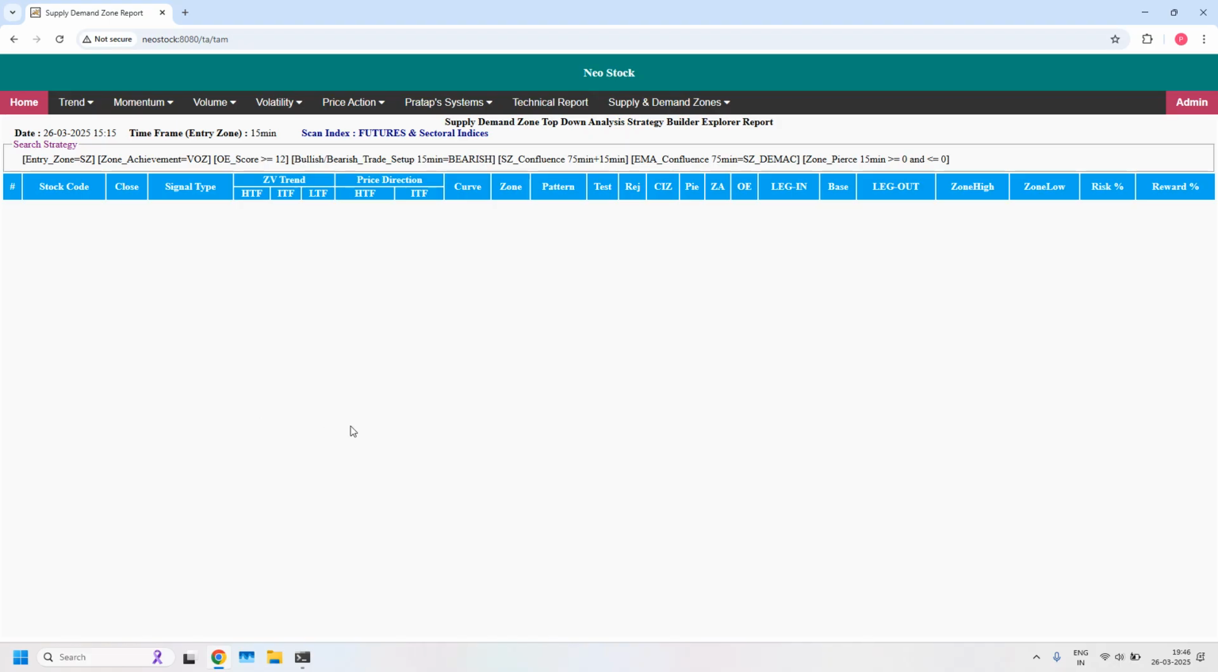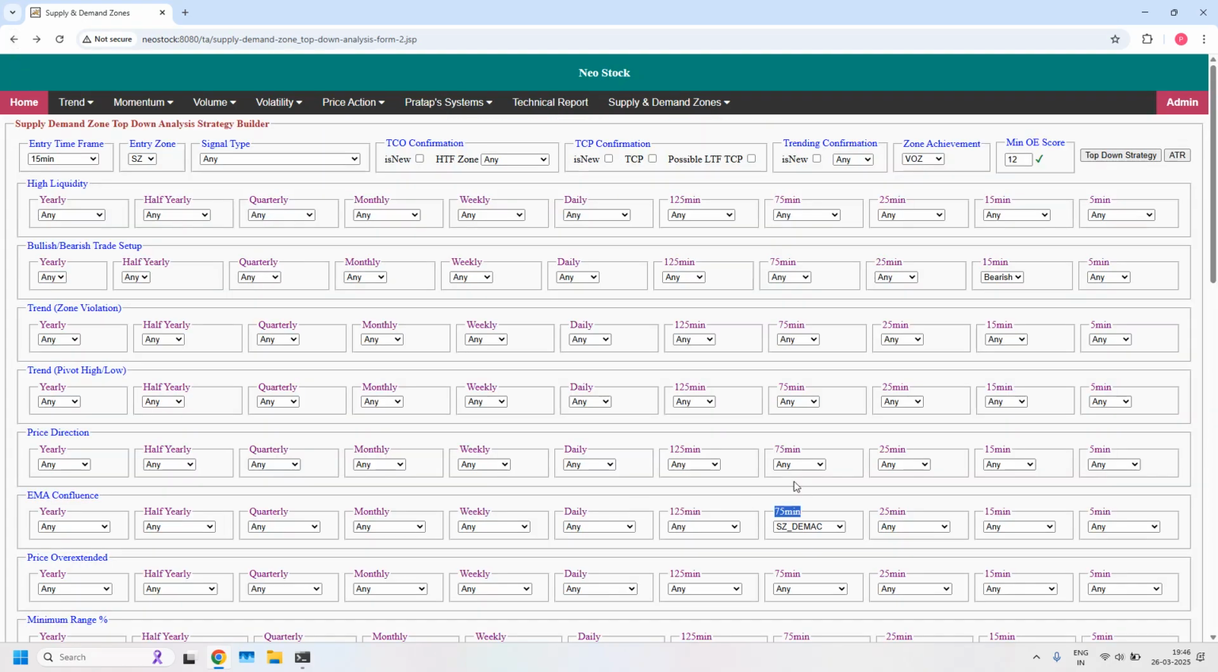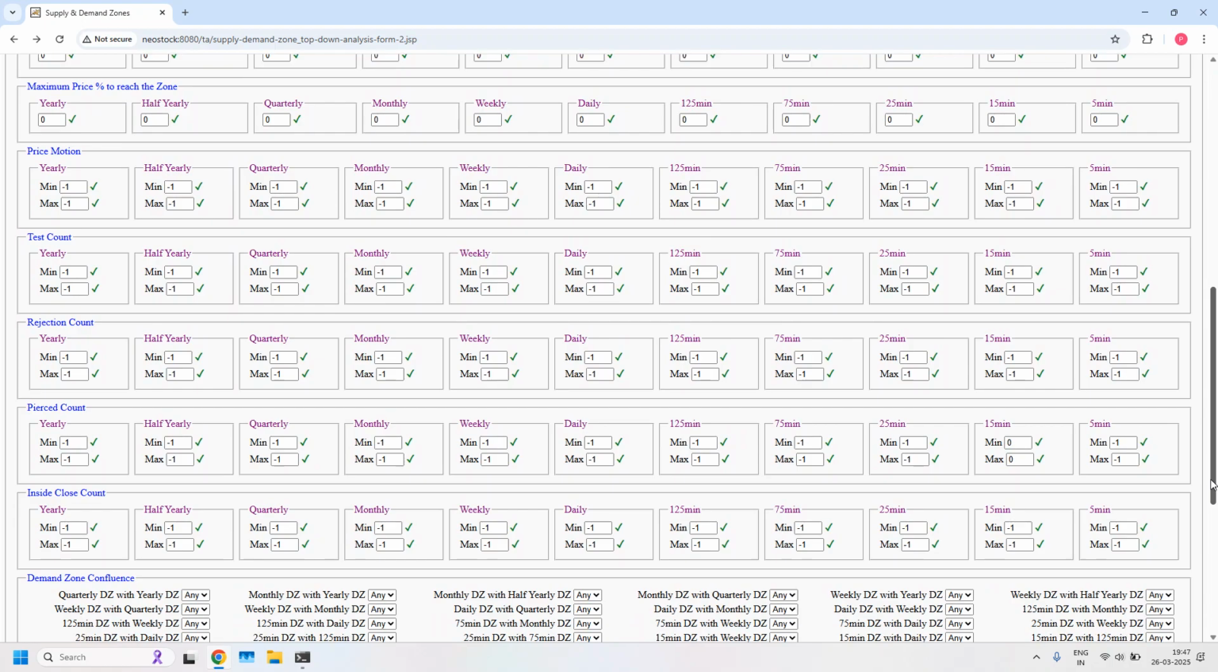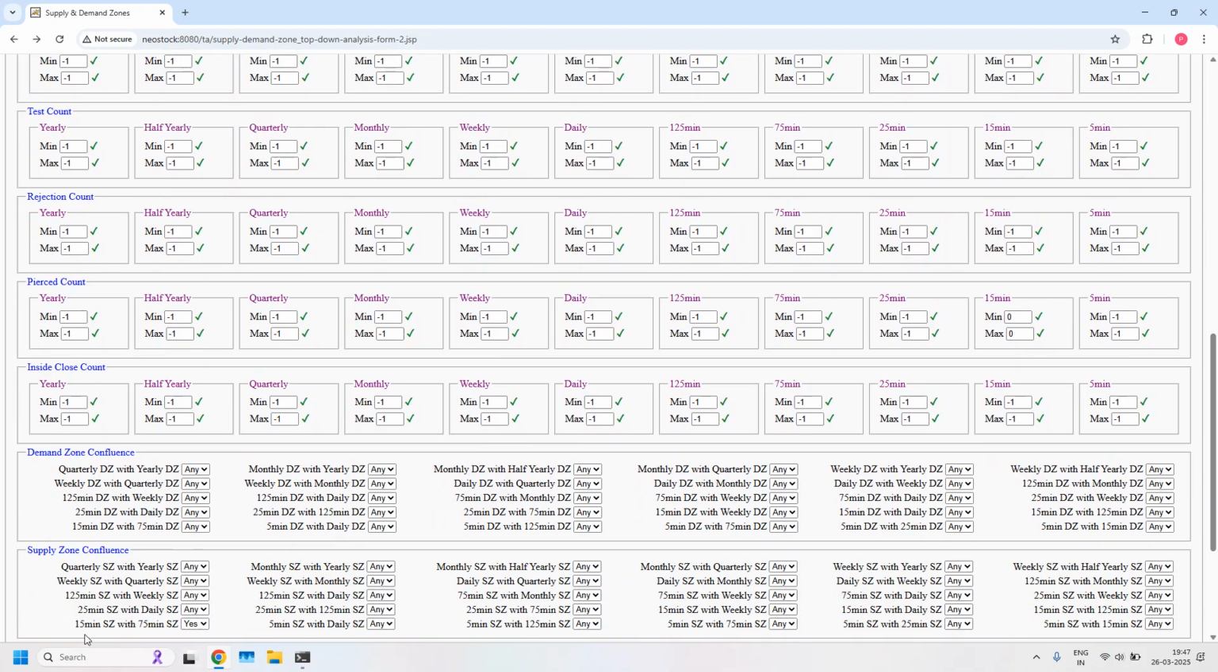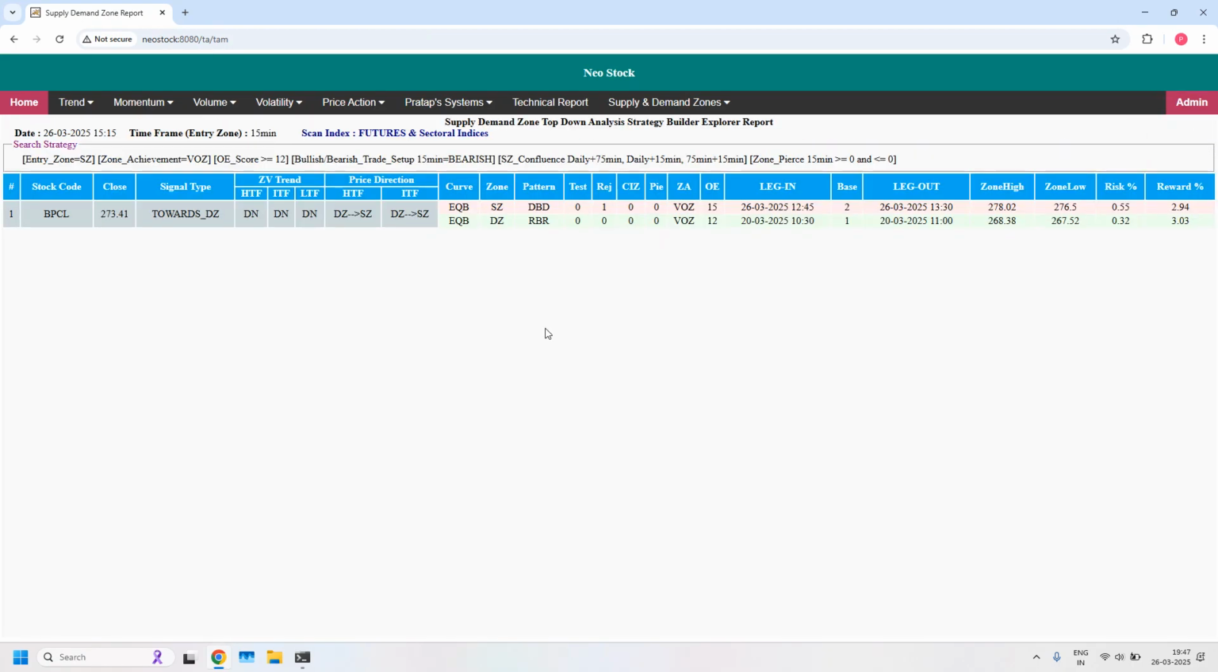Okay, next we will filter based on LTF, ITF, HTF supply zone confluence. I removed the EMA filter. In the supply zone confluence, we have to set 3 filters. The first filter is already enabled. Next, 15 minute supply zone with daily supply zone confluence, and 75 minute supply zone with daily supply zone confluence. With all the 3 filters, we got only 1 stock.